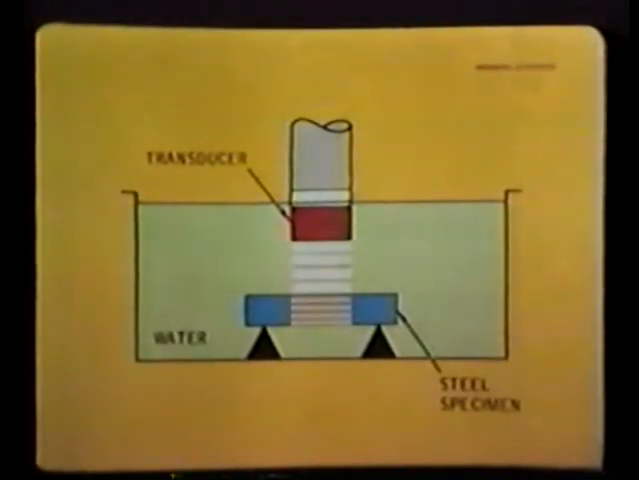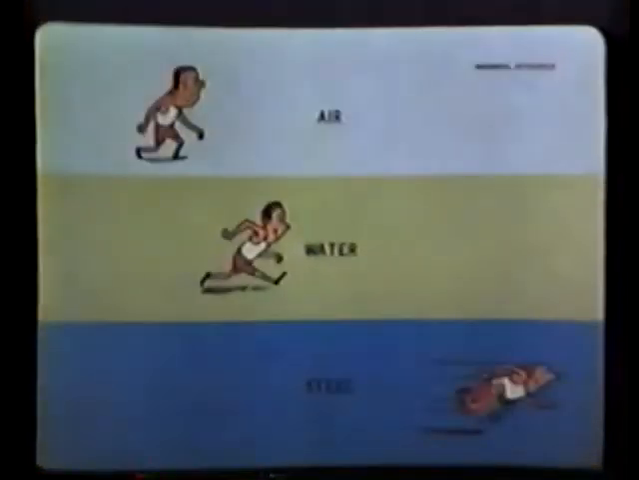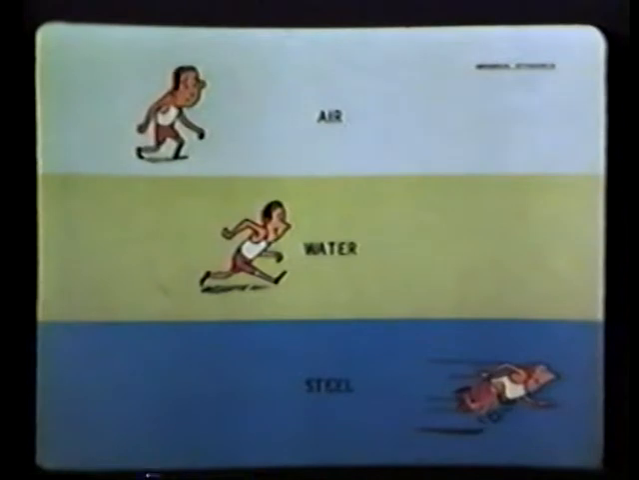Within the steel specimen, the velocity is also constant, but it isn't the same as the velocity in water. Why? Because the steel's particle density and elastic properties are not the same as that of water. Velocity is constant for a given medium, but different in different mediums.